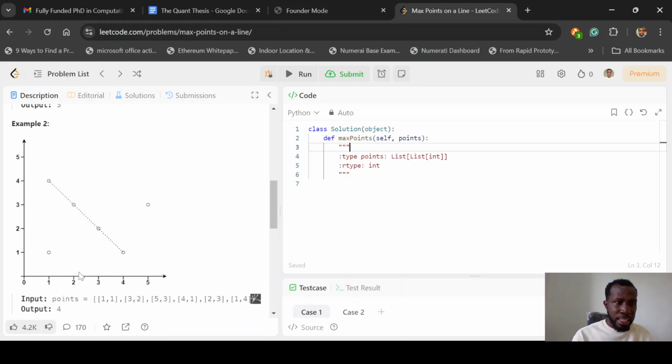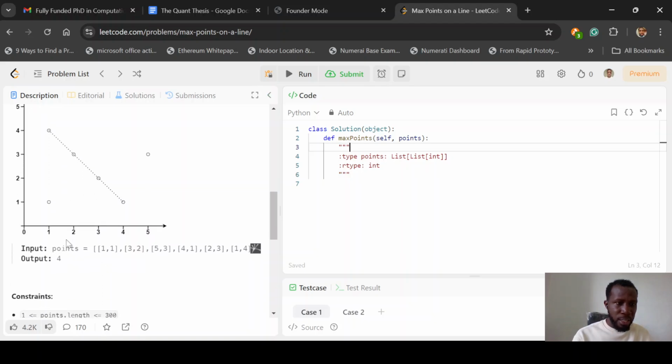If we have another example, example 2, how many points do we have here? 1, 2, 3, 4, 5, 6. There are 6 points. So we have 1,1, 3,2, 5,3, 4,1, 2,3, and then 1,4. Among the points that are here, the highest number of points that are collinear, that is the characteristic, the collinearity of points, the largest number is 4. They lie on the same line.